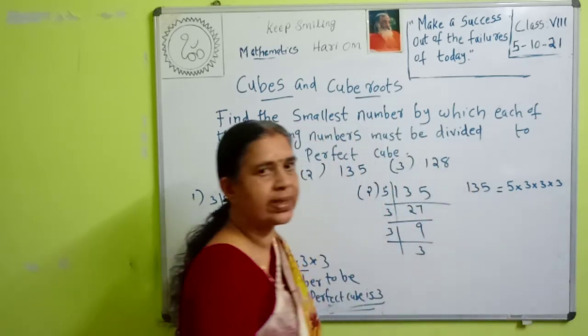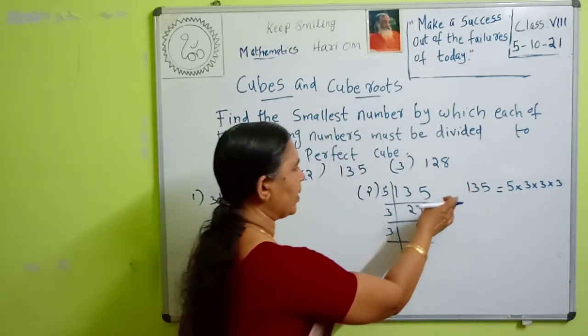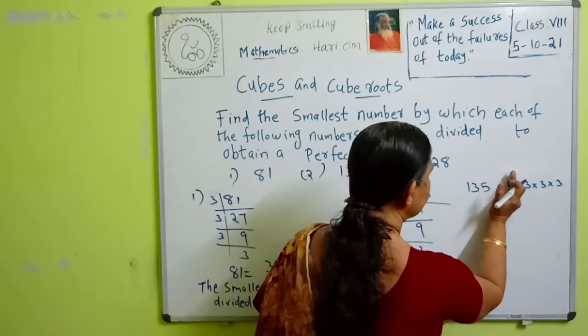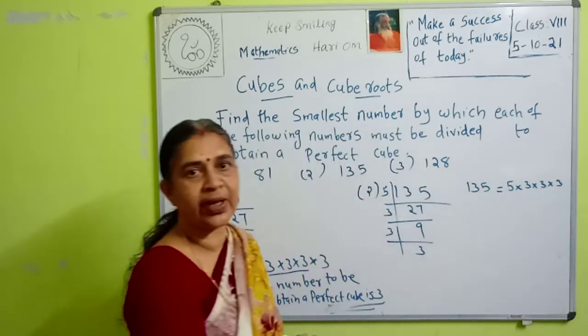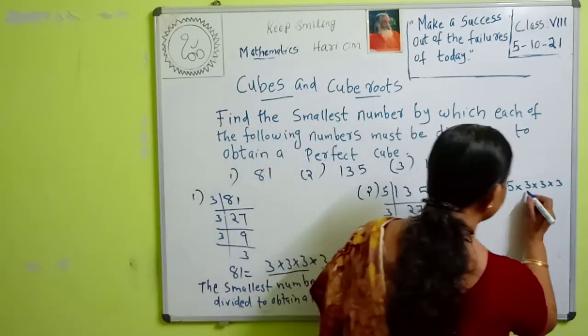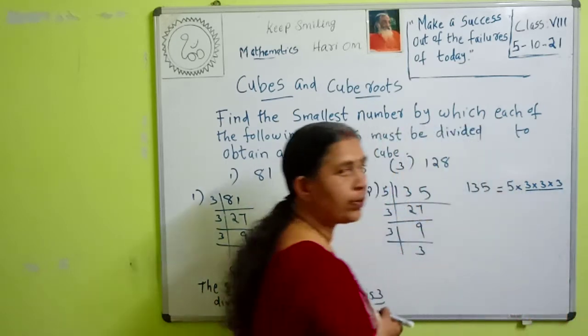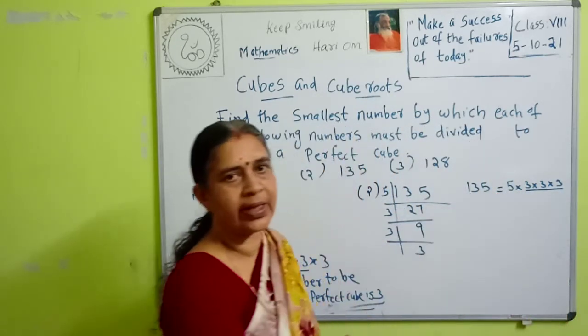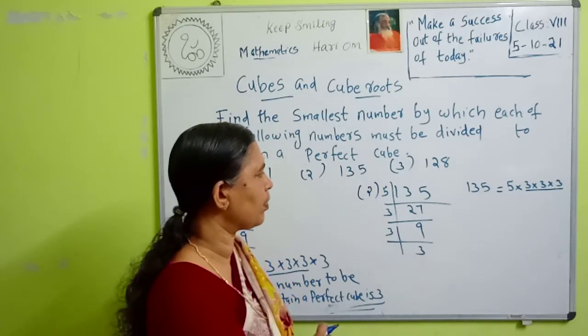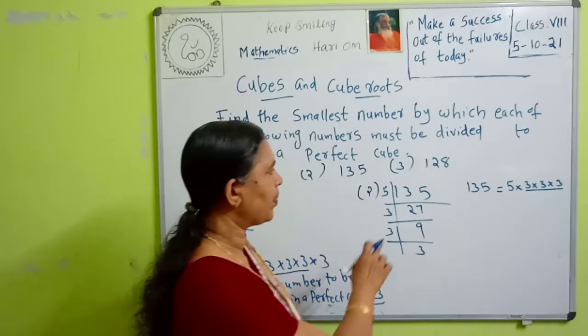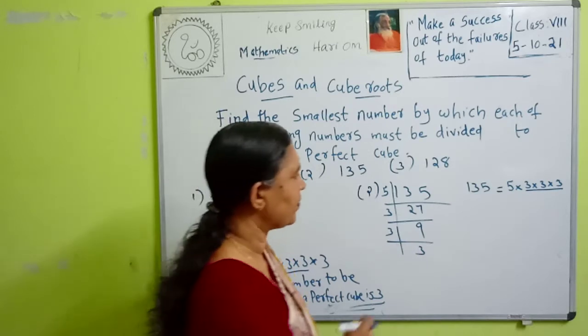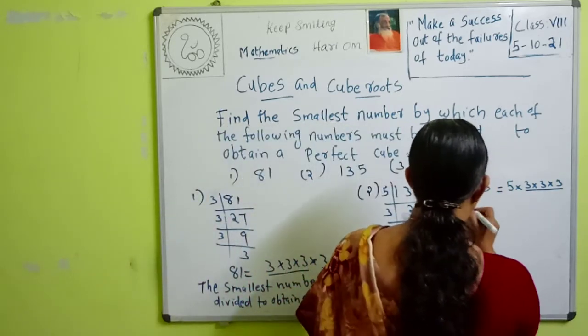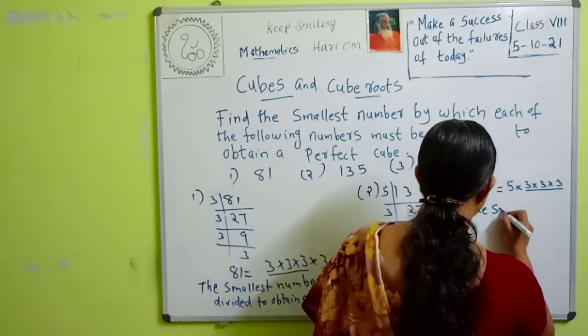Here, by which number can we divide to make this number a perfect cube? If we remove this 5, then this number will be a perfect cube, because here we can group the 3s into triplets. Then if we remove this 5, then this number will be a perfect cube. Then what is the smallest number to be divided to obtain a perfect cube? It is 5.